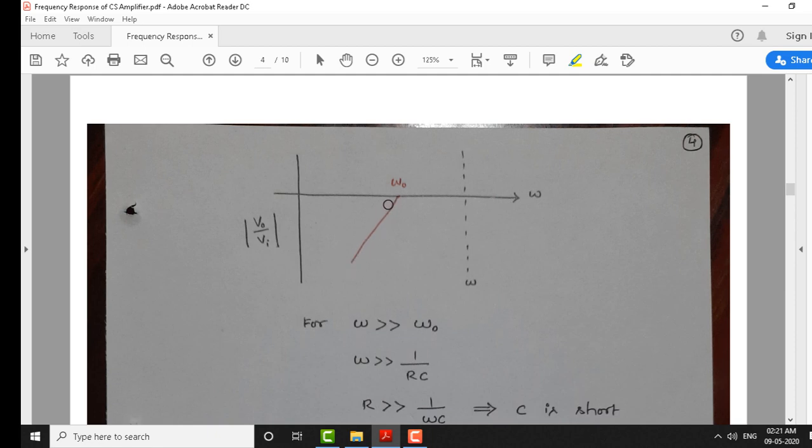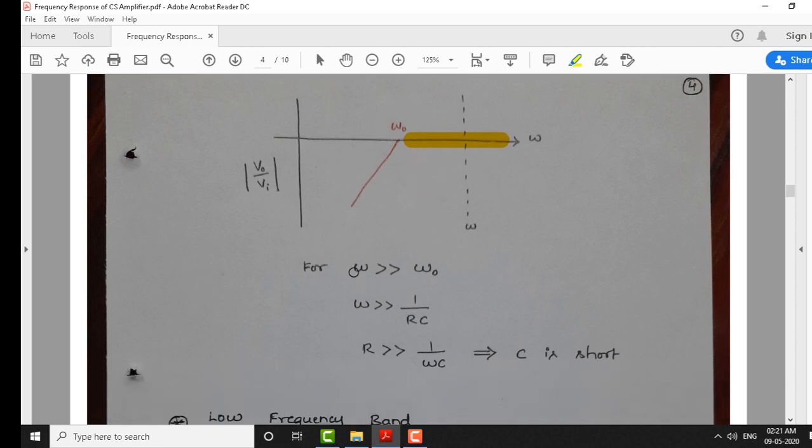As we can see, till omega naught the gain is less, and as we move to the high frequency region, the gain keeps increasing. So this is the Bode plot of the common source, the high pass filter Bode plot for the frequency omega greater than omega naught.